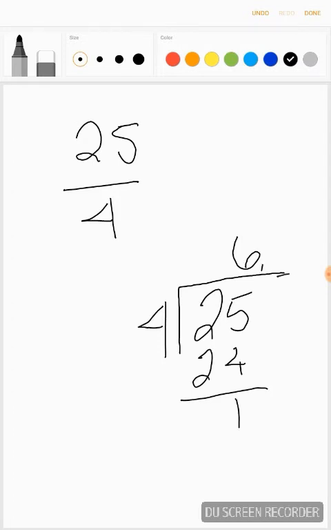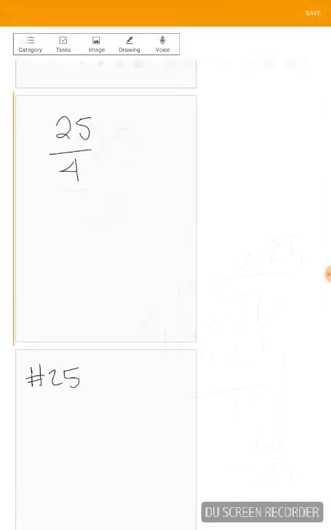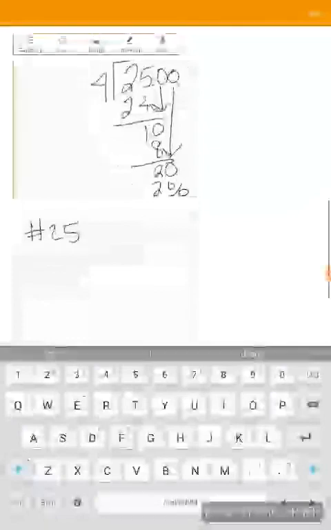So now we got to add a decimal because we don't have any more numbers. And we're going to bring down our 0. It can go into 10 2 times, and that's 8 with 2 left over. We have to keep adding zeros till we have nothing left, or rather it repeats. 4 can go into 20 5 times. That's 20, and then we're done. So your answer should be 6 and 25/100. All right, last one, number 25.